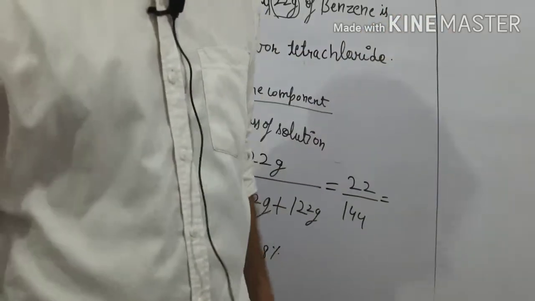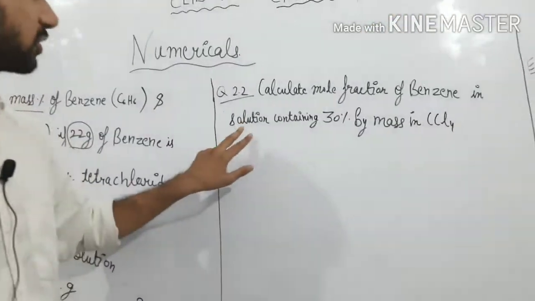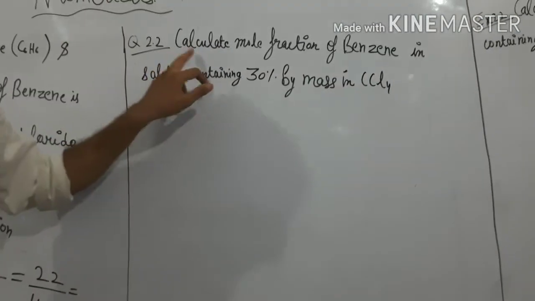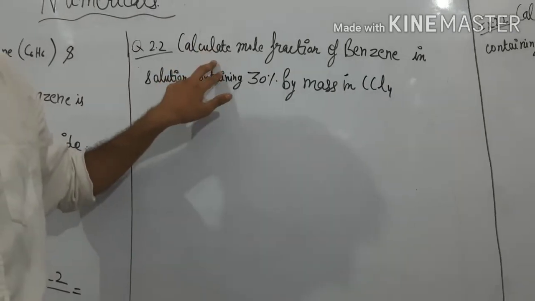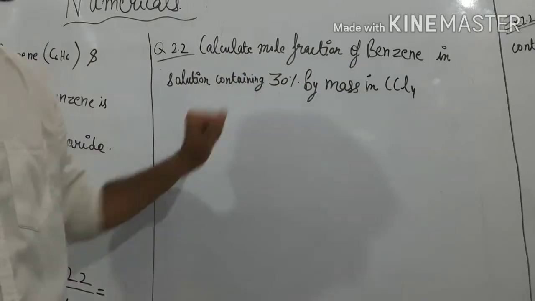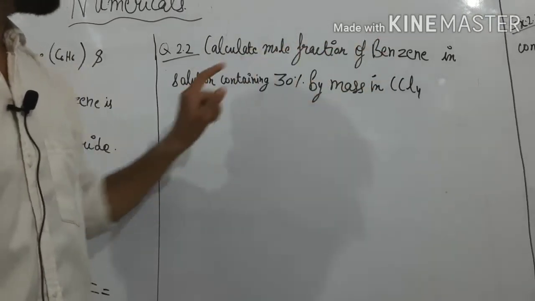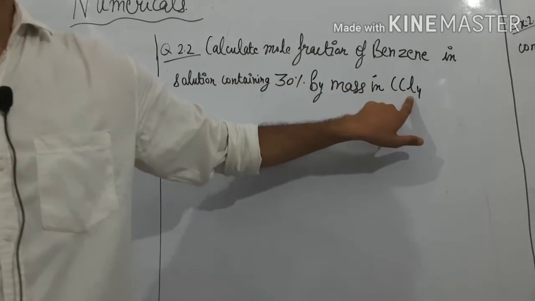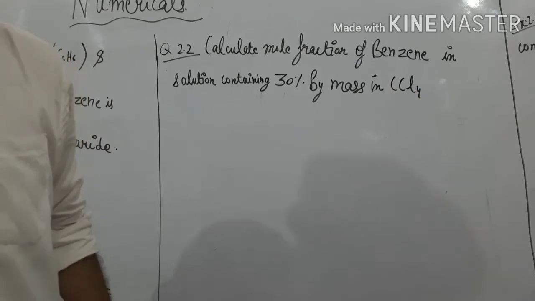Now we will solve the question number 2.2. This is an in-text question. Okay, in this question, calculate the mole fraction of benzene. We have to find the mole fraction of benzene in a solution containing 30% by mass in carbon tetrachloride.